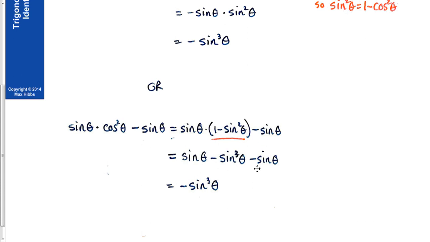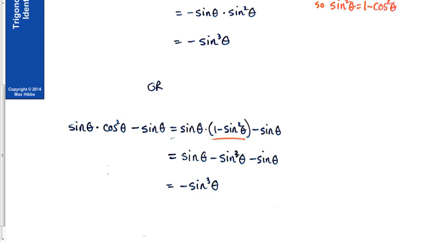And then I still have this subtract sine theta at the end. But now if I look at this line, I have a sine theta and subtract a sine theta, which is just 0. So that leaves only negative sine cubed theta at the end, which of course is exactly what we had up above. And this is a little more straightforward, and probably what I would really have done if I was trying to simplify this. I would have experimented and seen if that would have made it simpler.